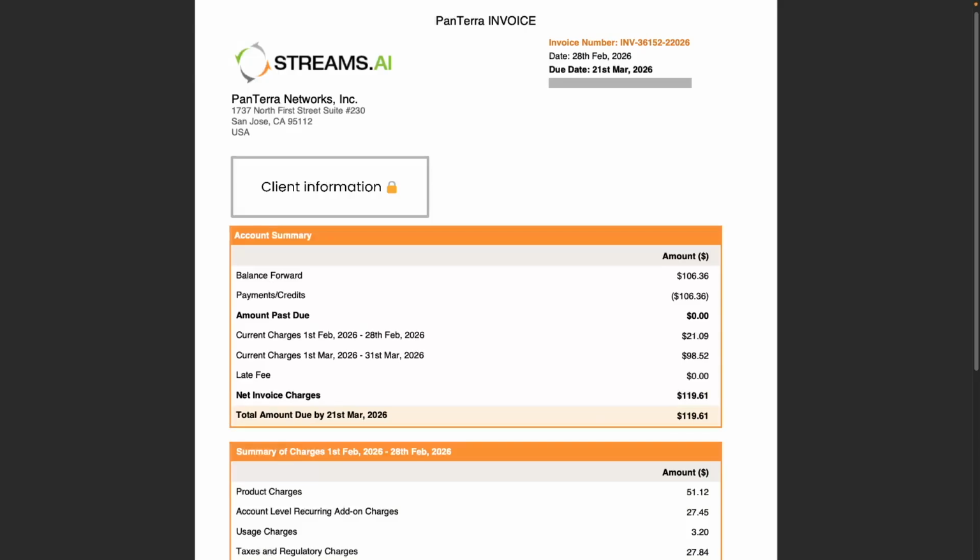So we'll start with the account summary at the top of the invoice. Now, this section gives you a quick snapshot of your account status. On this invoice, the balance forward is 106.36, and the payments credits are also 106.36, which means that the previous balance was already paid. So because of that, the amount past due is $0.